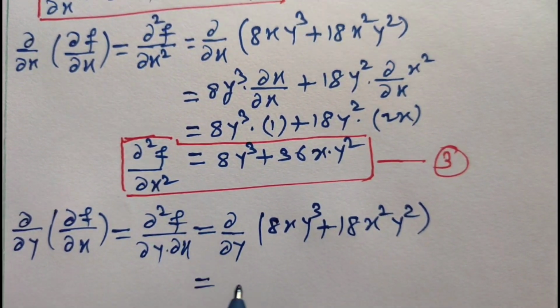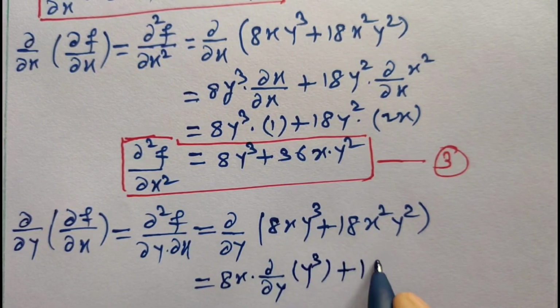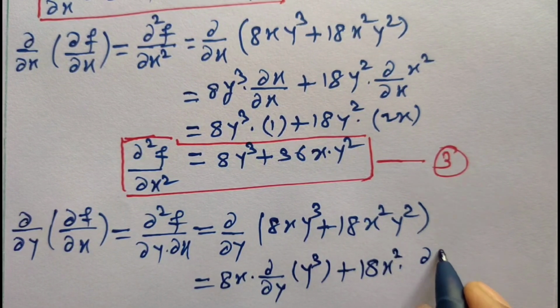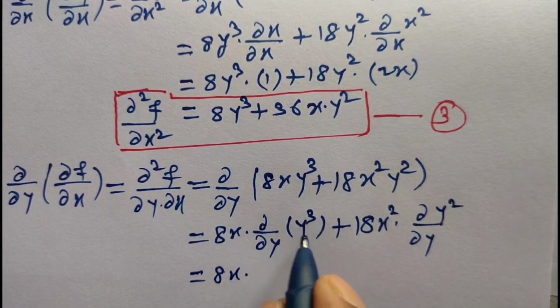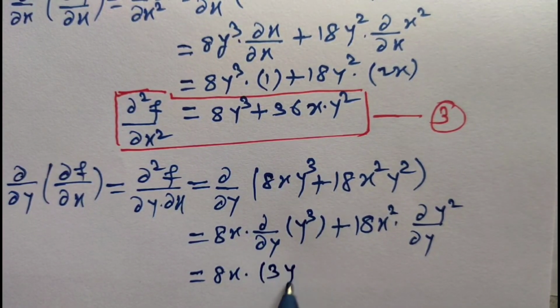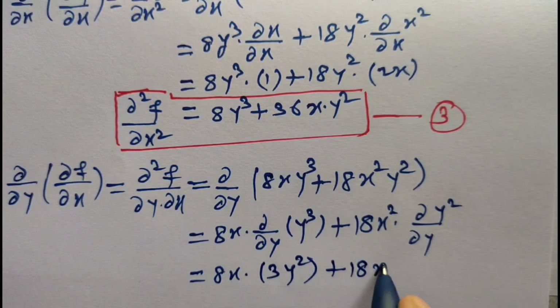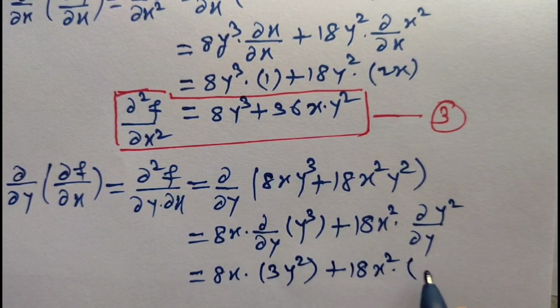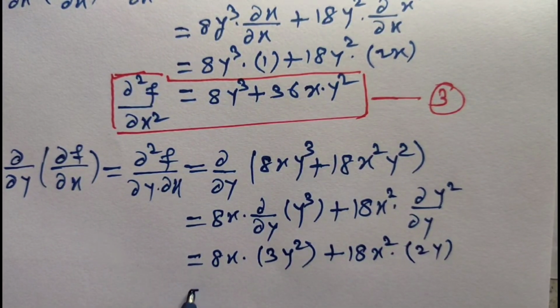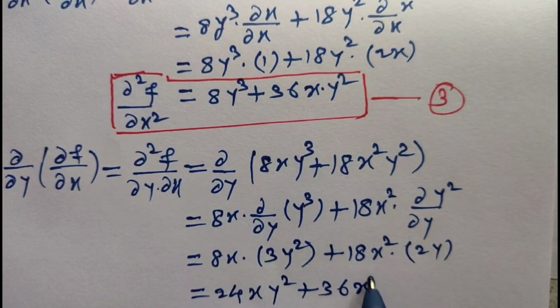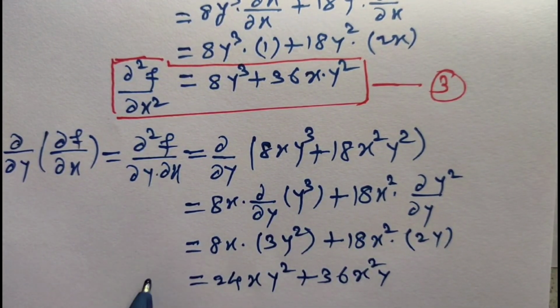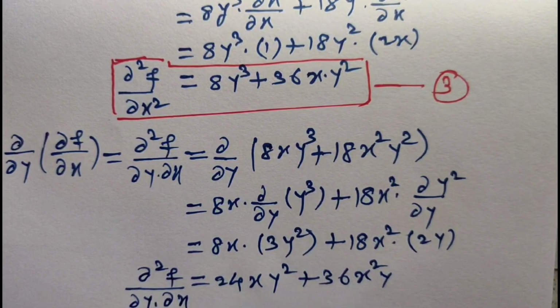So this is equal to 8x into partial derivative with respect to y of y cube plus 18x square partial derivative of y square with respect to y. So this is equal to 8x into partial derivative of y cube with respect to y, this is 3y square, plus 18x square into derivative of y square with respect to y is 2y. And then simplify this. This is equal to 24xy square plus 36x square y. And this is result number 4. ∂²f/∂y∂x is equal to 24xy square plus 36x square y.